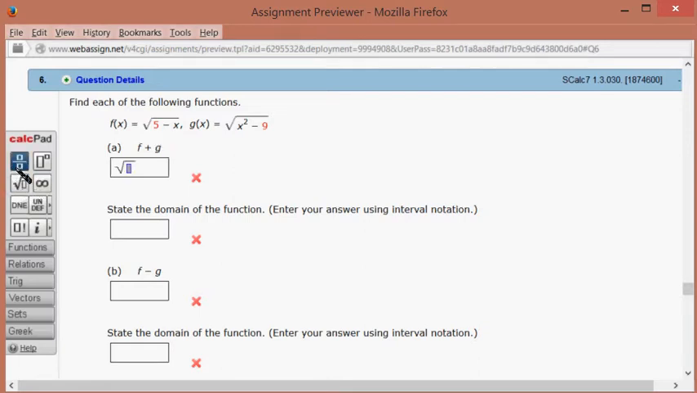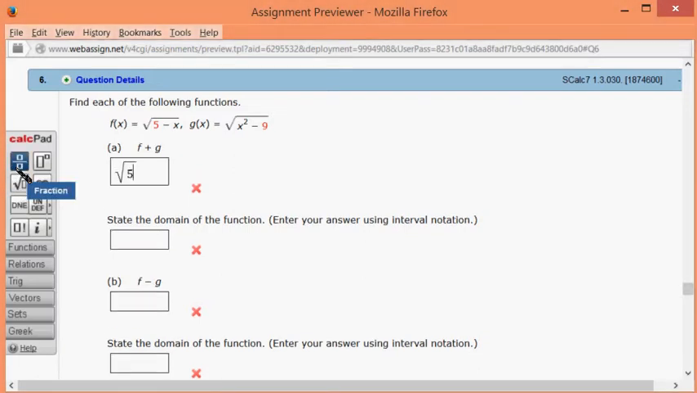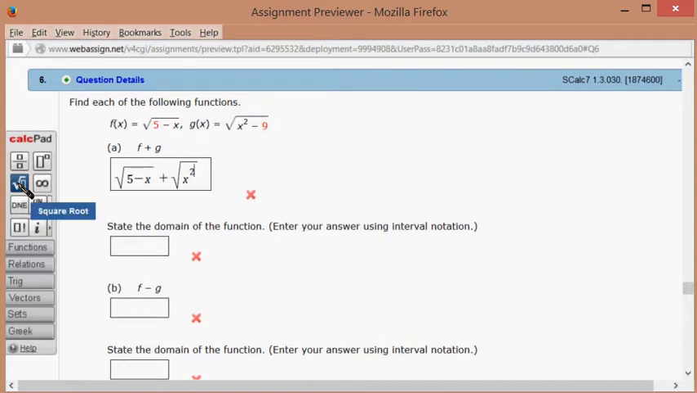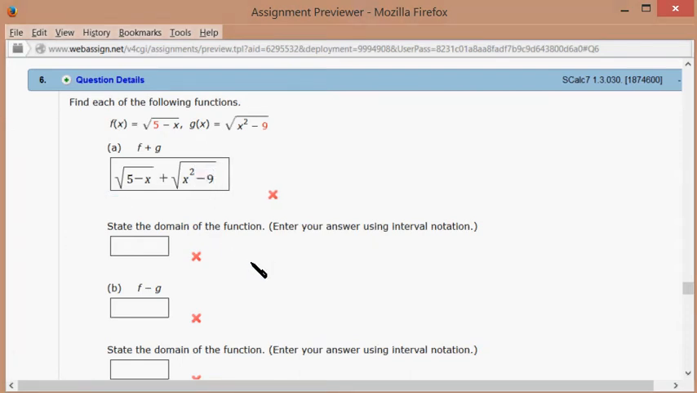So it's a square root of 5 minus x, oh sorry, I have 5 minus x. Then plus square root, so click on that, let's see, square root of x squared minus 9. Then we want to find the domain.